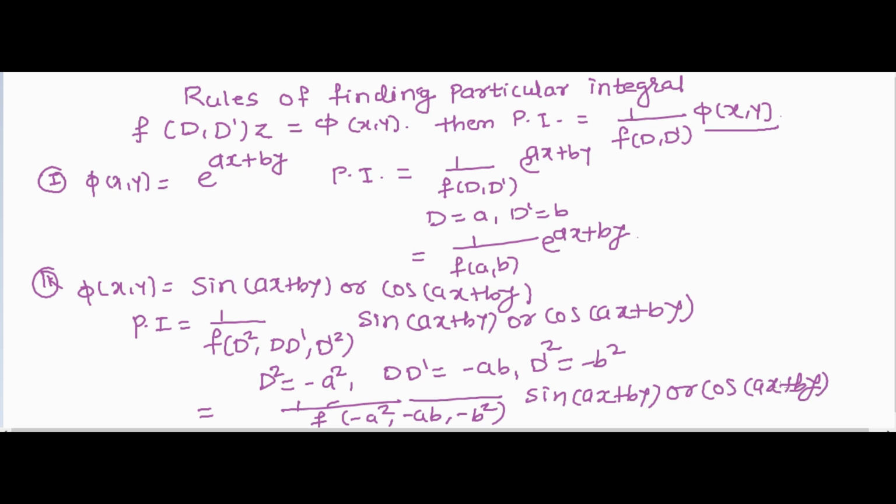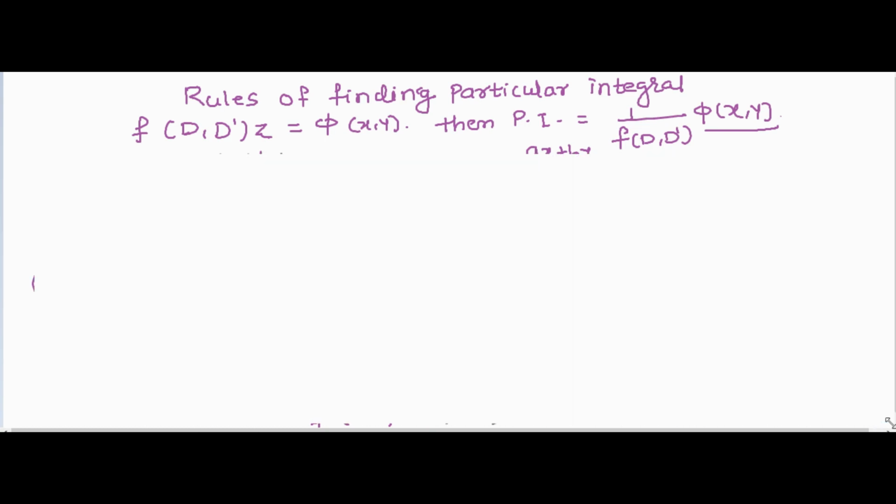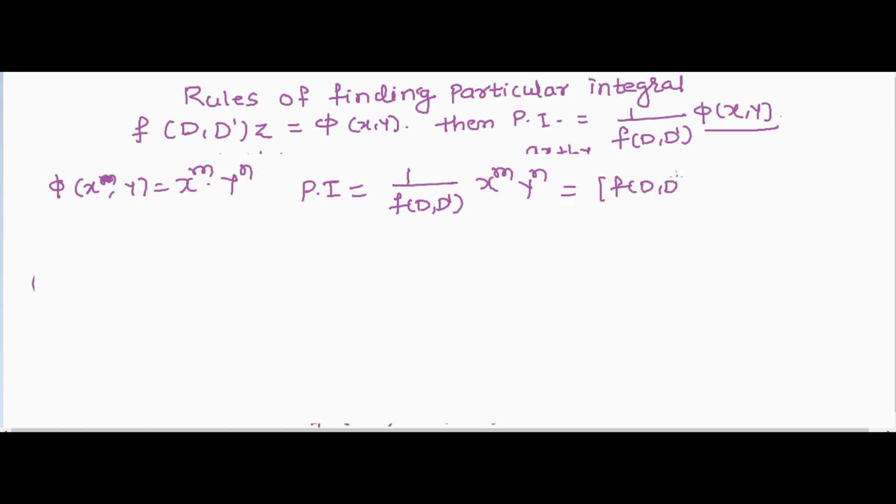Okay, and the third case is the function of x raised to m into y raised to n. Phi of x comma y equals x raised to m into y raised to n. Then the particular integral equals 1 divided by f of D comma D dash operating on x raised to m into y raised to n, equals f of D comma D dash whole raised to minus 1, x raised to m into y raised to n.